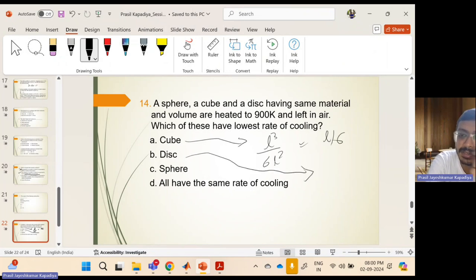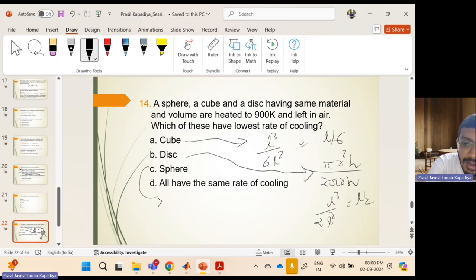Disk, let's assume that it is cylindrical. So volume is pi r square h and area is 2 pi r h. Let's say r is equal to h is equal to L. So this term is L cube divided by 2L square. So it is L by 2.